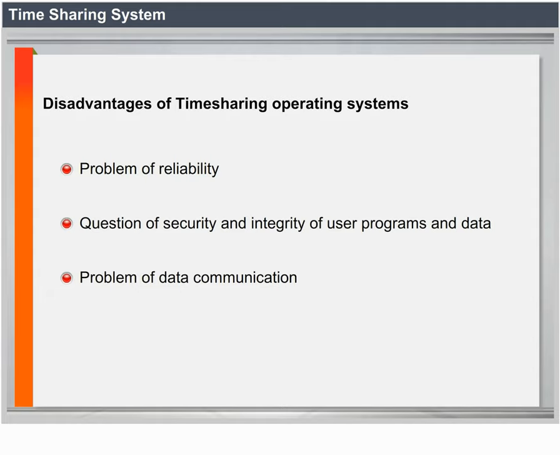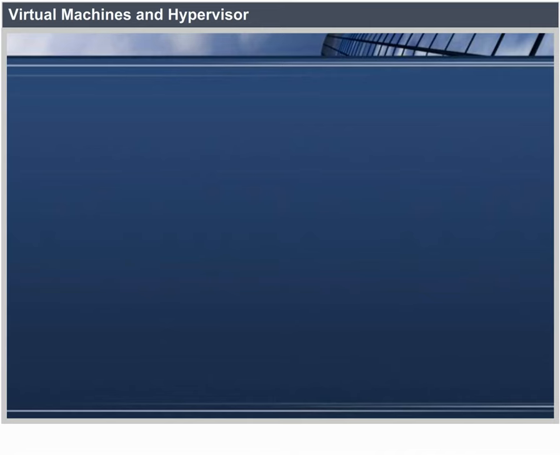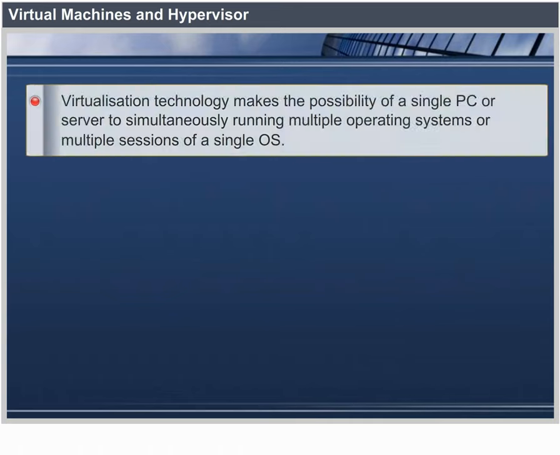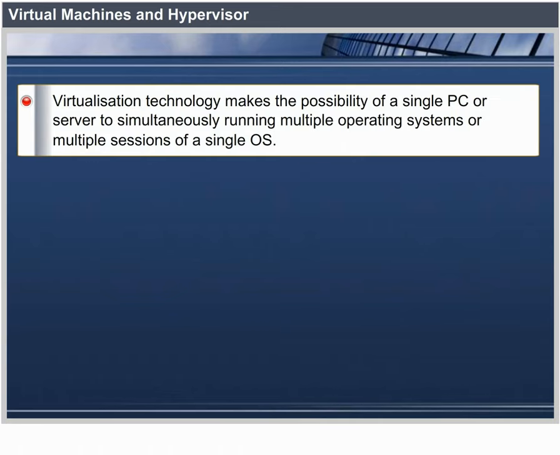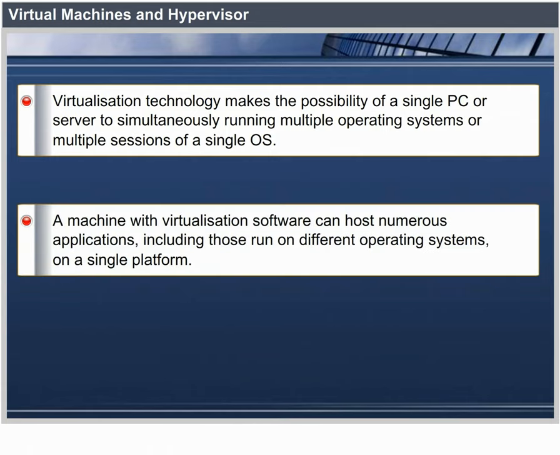Virtual machines and hypervisor. Virtualization technology enables a single PC or server to simultaneously run multiple operating systems or multiple sessions of a single OS. A machine with virtualization software can host numerous applications, including those that run on different operating systems on a single platform. A virtual machine, VM, is an efficient, isolated duplicate of a real machine.